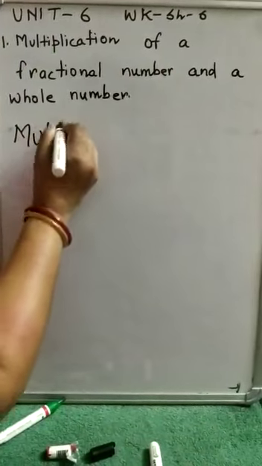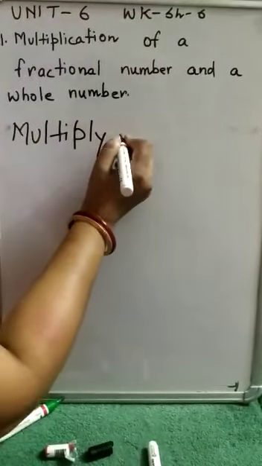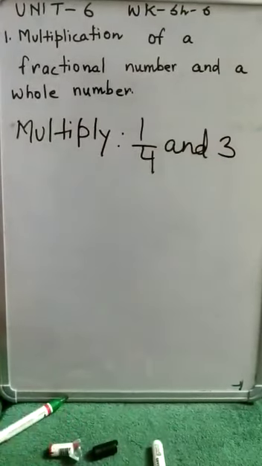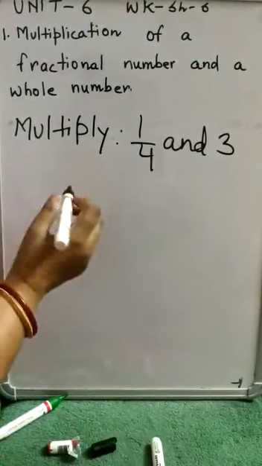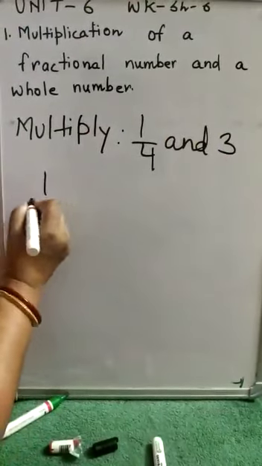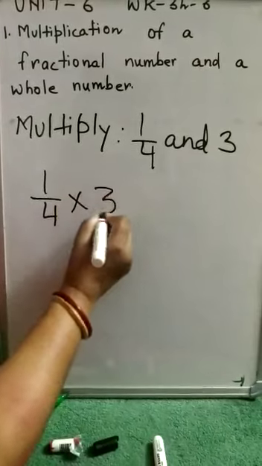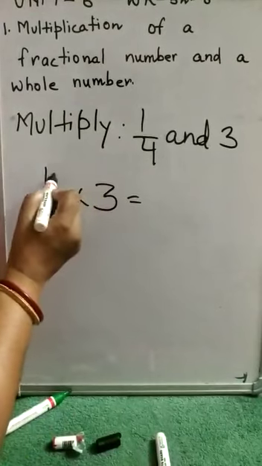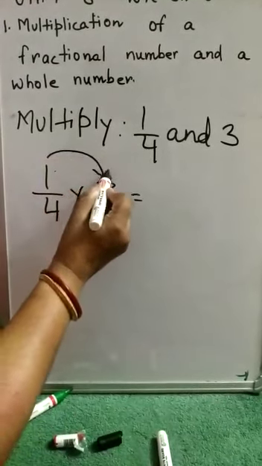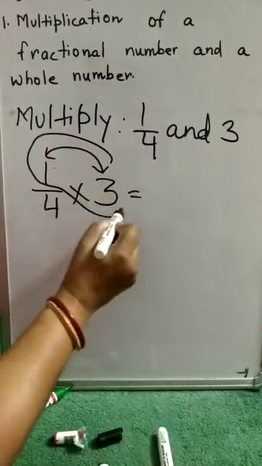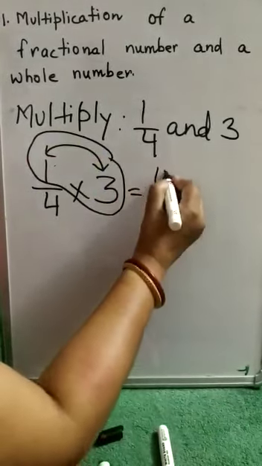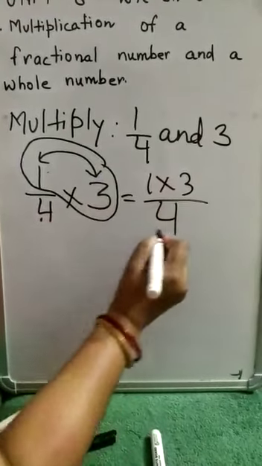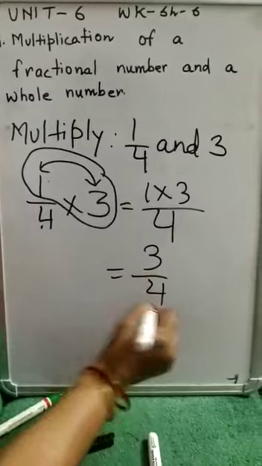Multiply 1 by 4 and 3. What is the meaning? Its meaning is 1 by 4 times of 3. So what will we do? The quick method: multiply the numerator with the whole number. This numerator and this whole number will be multiplied together. Okay. So 1 into 3 by, write down the denominator of the fraction. So the answer is 3 by 4.